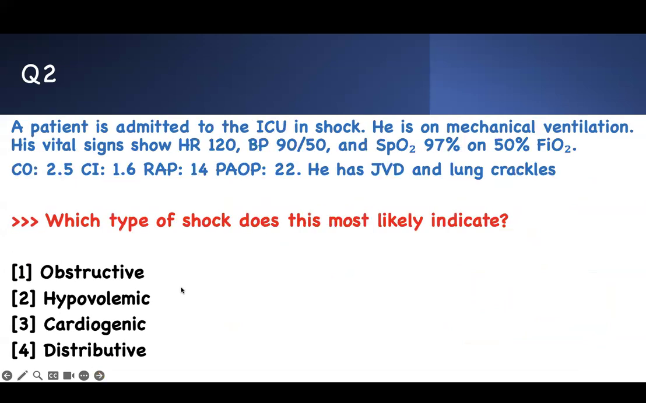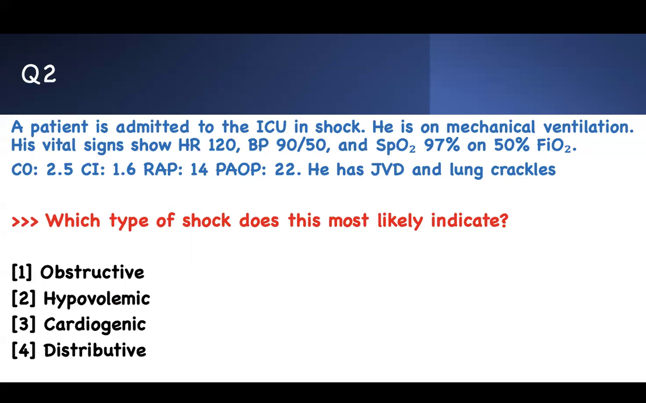And the last question: the patient is admitted to the ICU in shock. It can be a different kind of shock. He's on a mechanical ventilator. His vital signs show a heart rate of 120, consistent with shock. Blood pressure 90/80, consistent with shock. Saturation is okay on FiO2 50%, but he's not doing that well. His cardiac output is 2.5, cardiac index 1.6, right atrial pressure is 14, and the wedge pressure is 22. The patient still has JVD and lung crackles. I've said this before, but I want to keep emphasizing to be able to read cardiac function values to diagnose the problem.